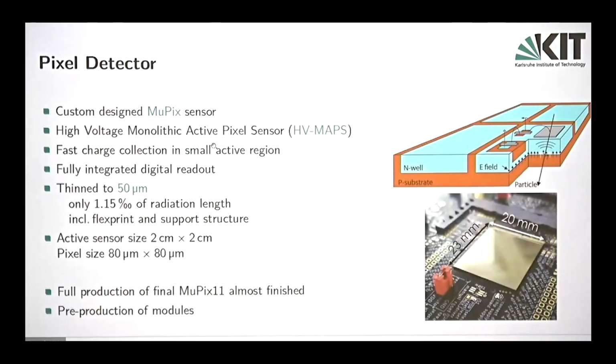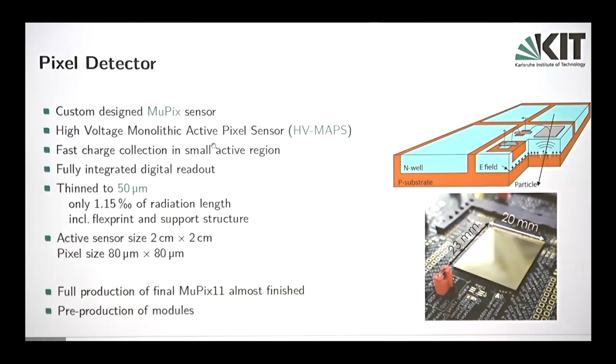Moving on to maybe the most interesting technology in the whole detector. It's our custom designed silicon pixel sensors. We call them MuPix. They are made in high voltage monolithic active pixel sensor technology. So that means you have basically P substrate, N wells in there. You apply a field, it's quite strong. You have fast charge collection.